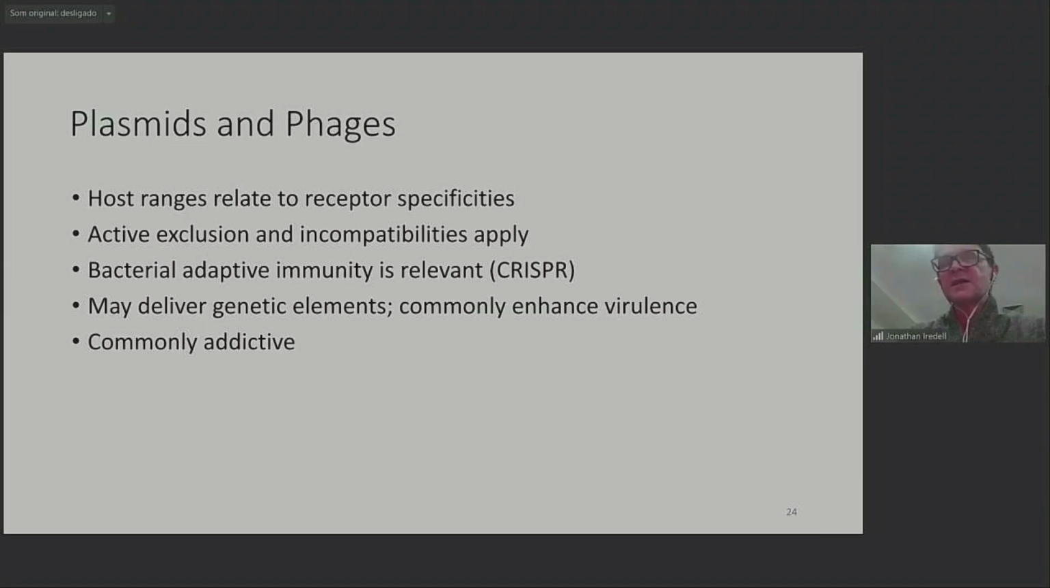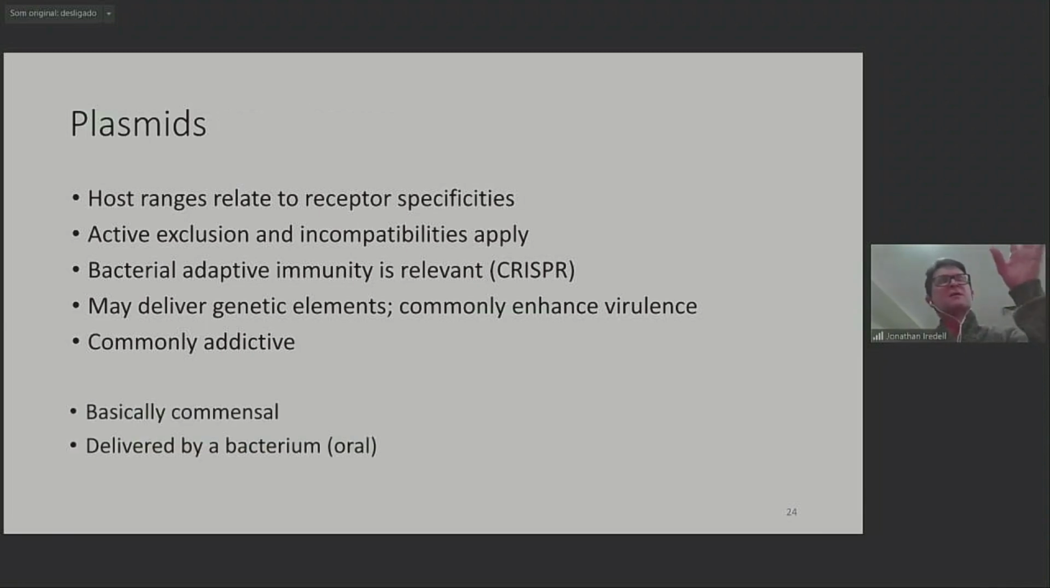They may deliver genetic elements, and certainly we know that phages are important in delivering virulence elements such as cholera, such as diphtheria. We know that plasmids are important in delivering resistance elements such as all our most important common emerging carbapenemases. And we know that both of these things have design systems to make sure that they don't get segregated. So we have to deliberately manipulate them.